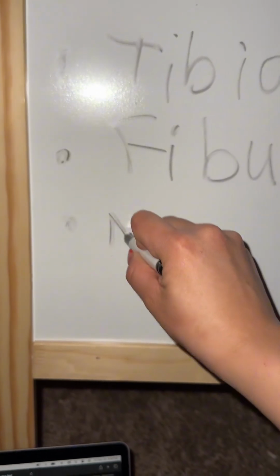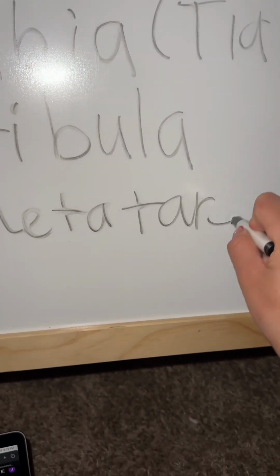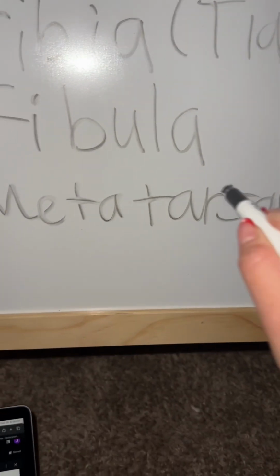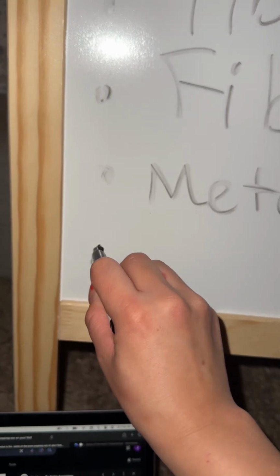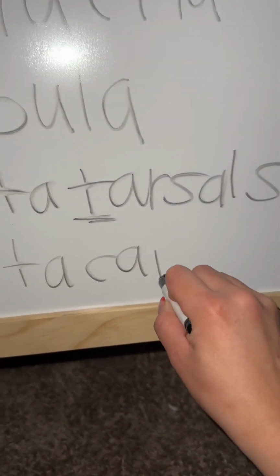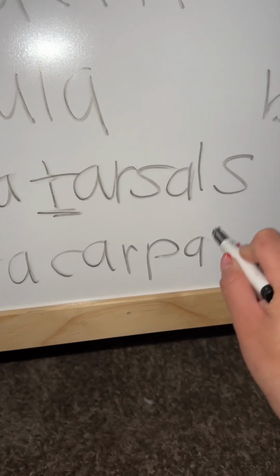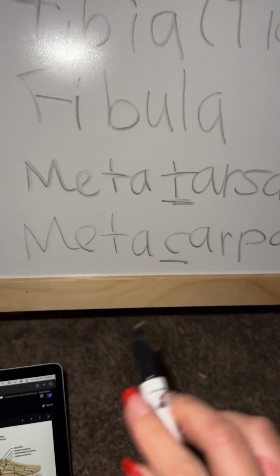So that was your metatarsals, which is on your foot. Remember, T for toes. And metacarpals. C for clapping. It's gonna be in your hands.